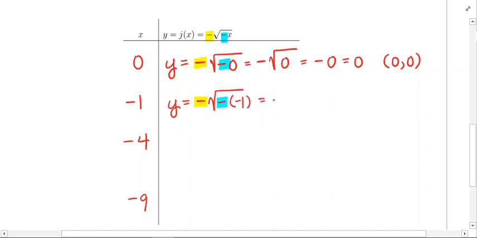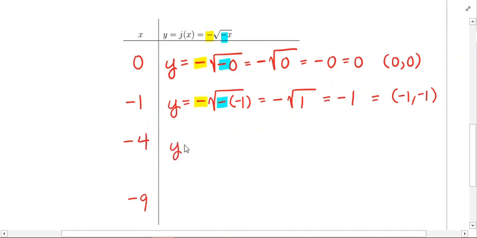Okay, so we're going to have the negative on the outside underneath the square root. Negative times negative will be positive 1. Okay, so then to simplify, you'll have the negative on the outside. The square root of 1 is 1. So this whole thing simplifies to be negative 1. Okay, so we're going to plot the point negative 1, negative 1. All right, moving on to x equals negative 4.